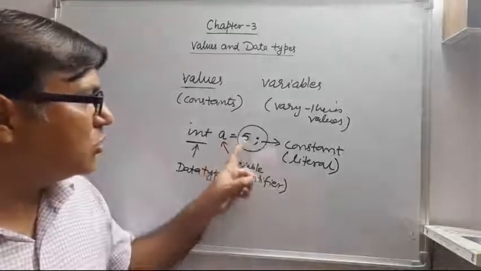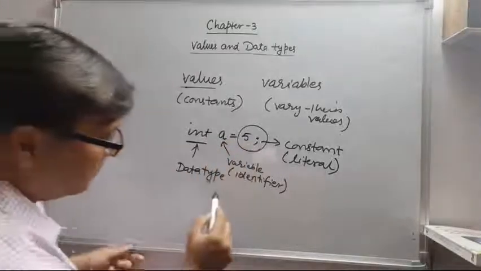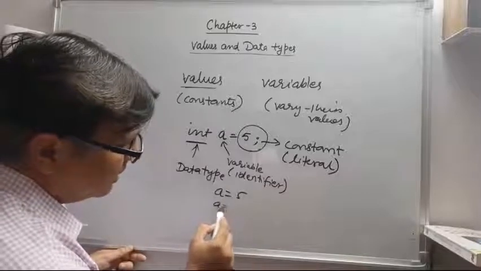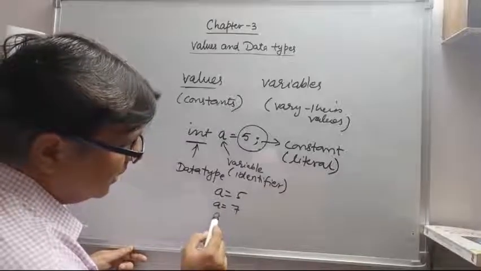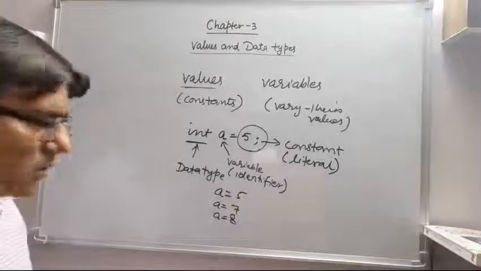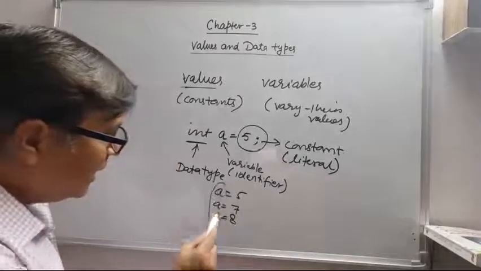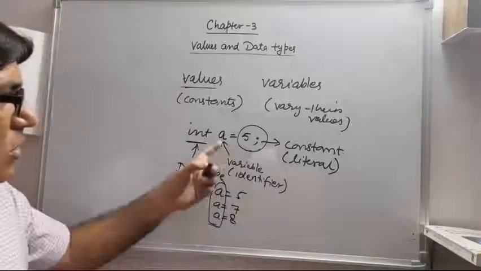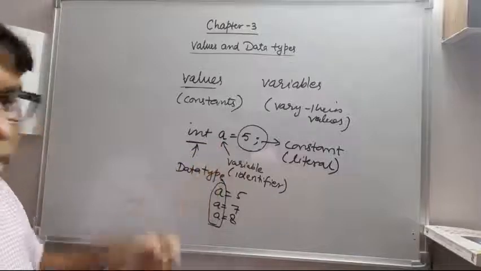A can store either 5. At one instance a is equal to 5, at another instance a may be equal to 7, at a third instance a may be equal to 8. So that is why the value of a is getting changed every time. So that is why it is called a variable.